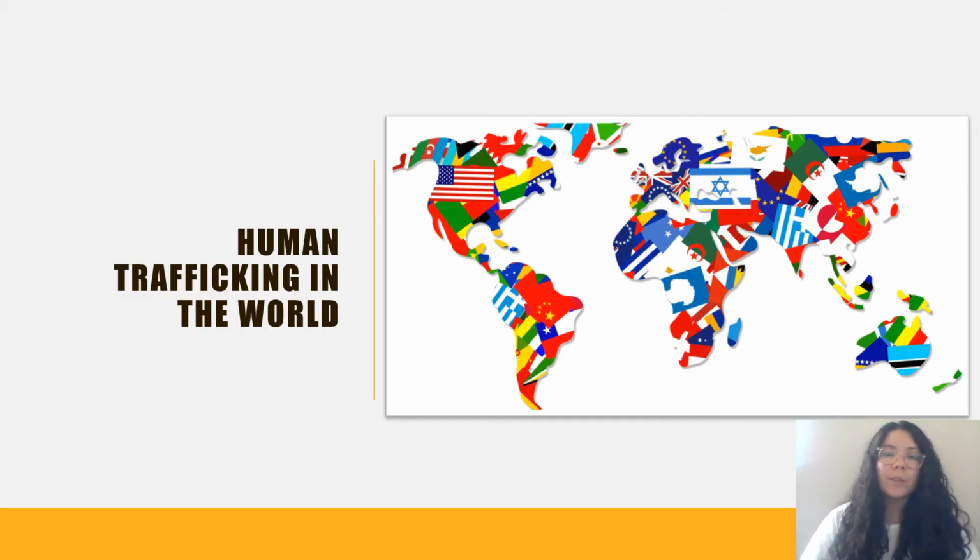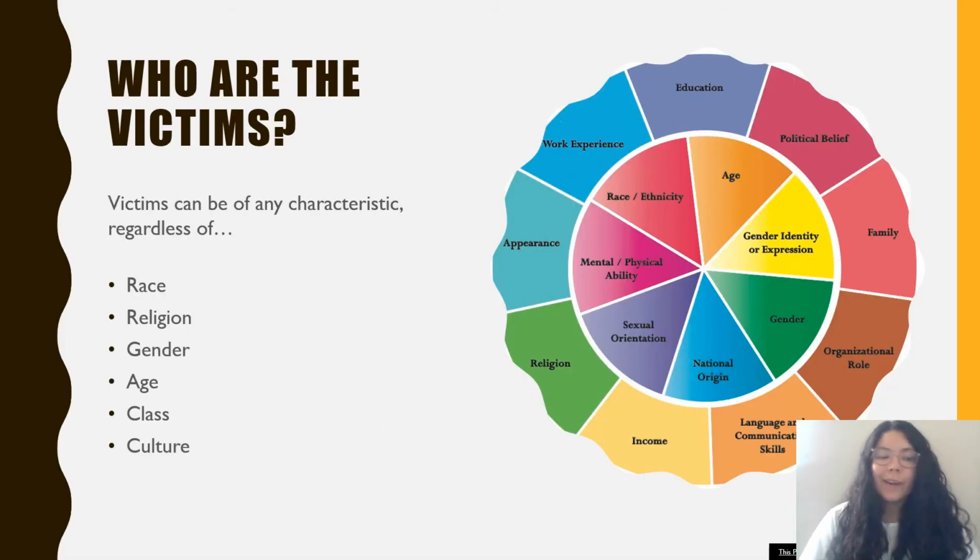When we think about human trafficking, we often think it only happens in other countries. And the reality is that it happens all over the world. So you might ask, who are the victims? And the thing is that human trafficking does not discriminate against any type of characteristic. This means that victims can be of any race, religion, gender, age, class, or culture.